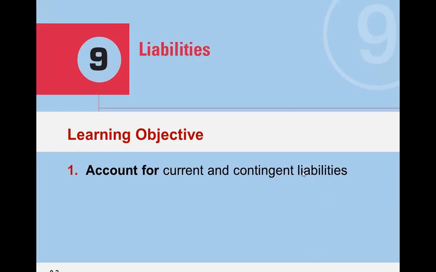This chapter talks about liabilities. We talk about the difference in current and contingent liabilities, about bonds payable, notes payable, and interest expense. We talk about the difference between financing with debt and equity. We want to understand other types of long-term liabilities that a company may have, and then how do we report all of these liabilities.